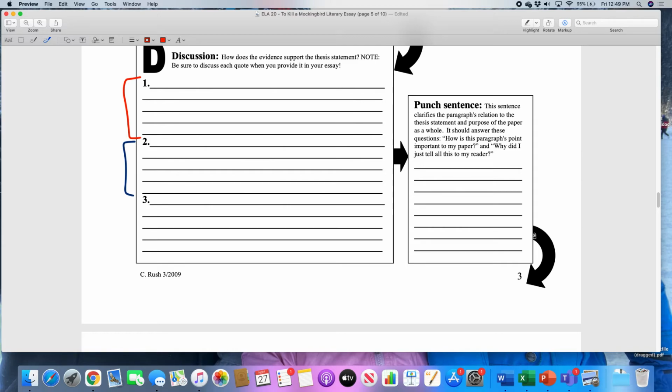This sentence clarifies the paragraph's relation to the thesis statement and purpose of the paper as a whole. It should answer these questions. How is this paragraph's point important to my paper, and why did I just tell all this to my reader? So it answers that so what question. Okay, if it doesn't answer so what, why does it matter? It's not a good analytical piece, and it's not going to be persuasive.